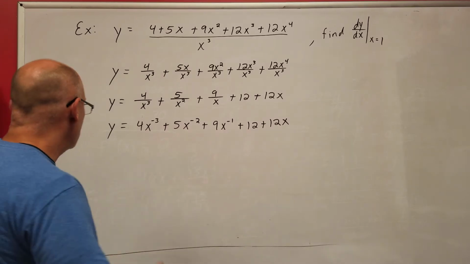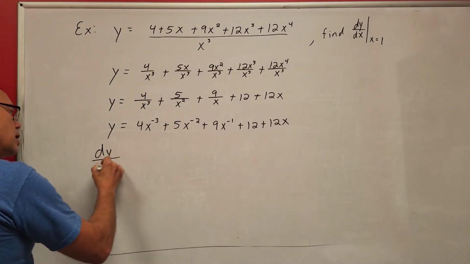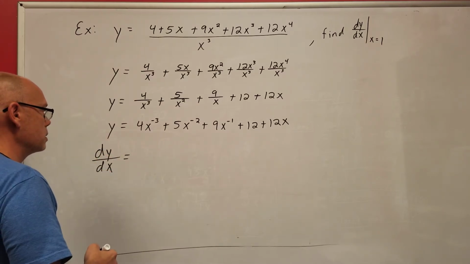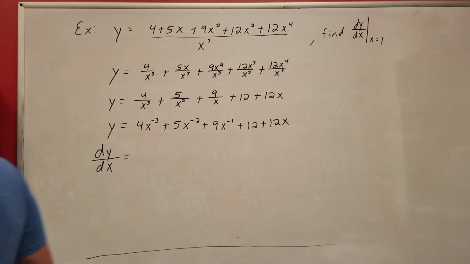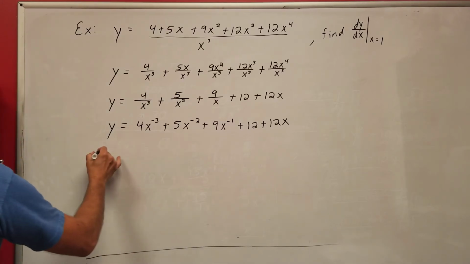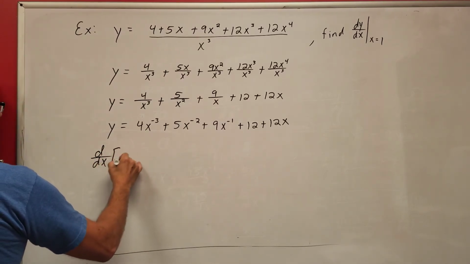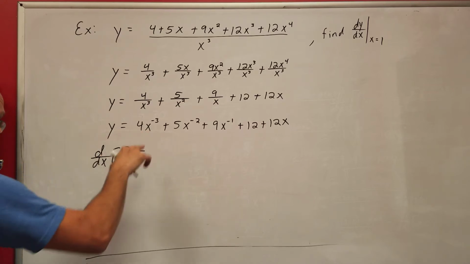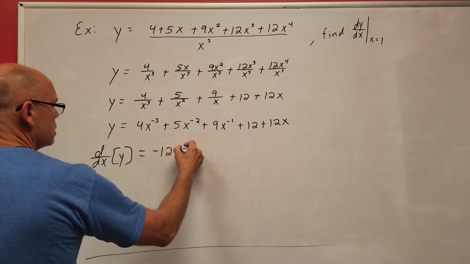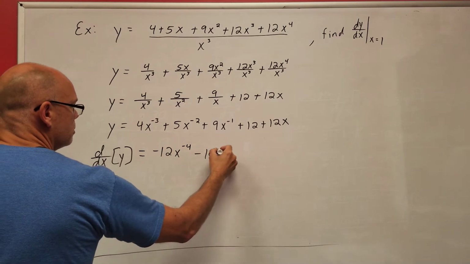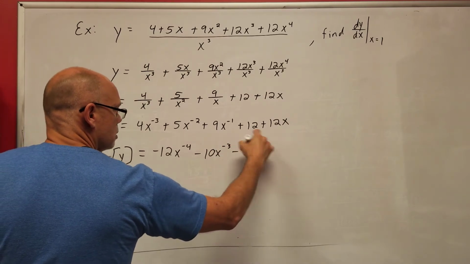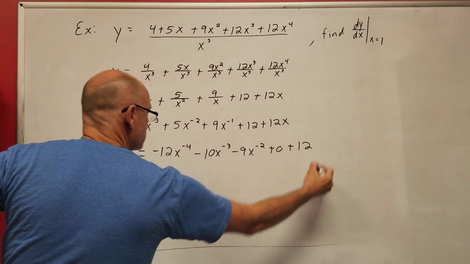Now that I have it in a form I like, I'm going to use the derivative notation dy over dx, the derivative of y with respect to x. Technically, what I'm doing is taking the derivative with respect to x of y, and I'm really taking a derivative of both sides. So what does this give me? Negative 12x to the negative 4 minus 10x to the negative 3 minus 9x to the negative 2 plus 0 plus 12.